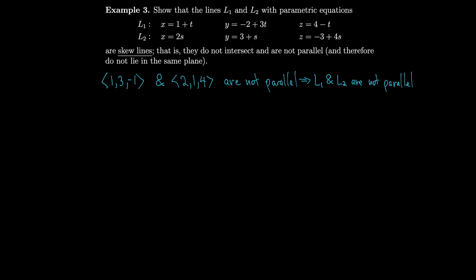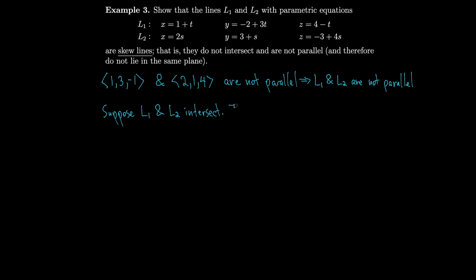So we're halfway done. We still have to show that they also don't intersect. Notice this can't happen in 2 dimensions, but in 3 dimensions it's fully possible. So let's suppose they do intersect. So suppose L1 and L2 intersect. We'll show that this is impossible.